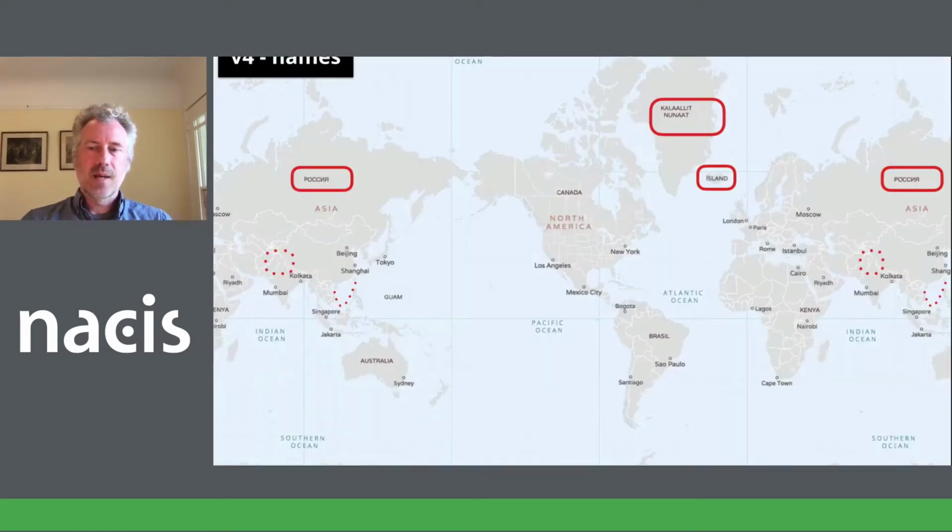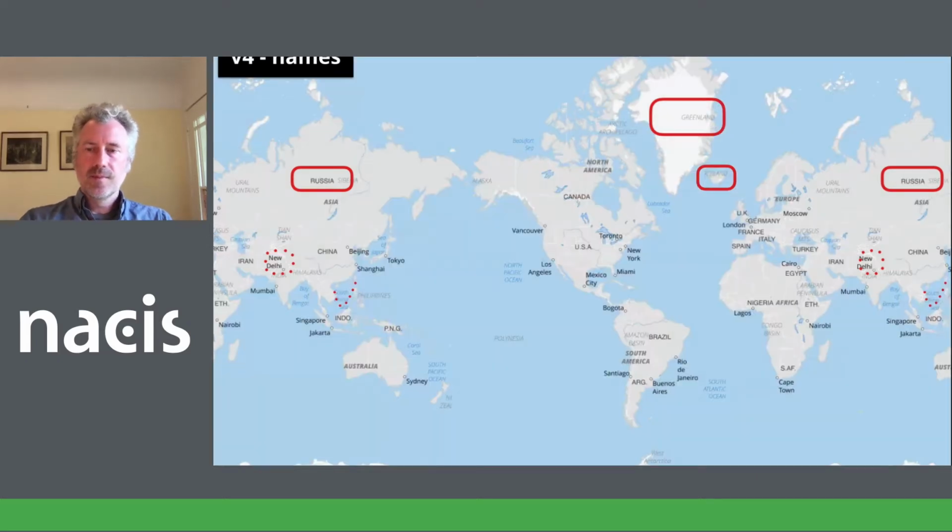When I last spoke at NACIS, I presented these two slides showing how names were localized in version 4. This slide shows native names in native script, while this slide shows names all consistently in English. Well, it turns out localization is more complicated than names only. The boundaries between countries are also important.